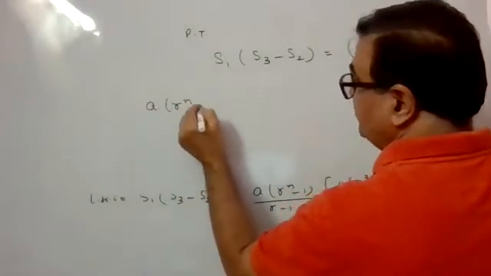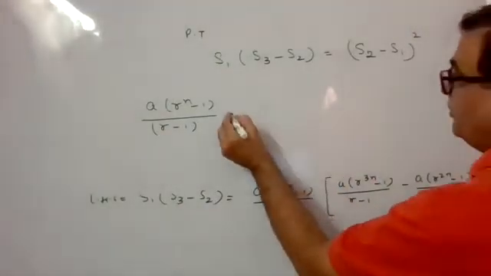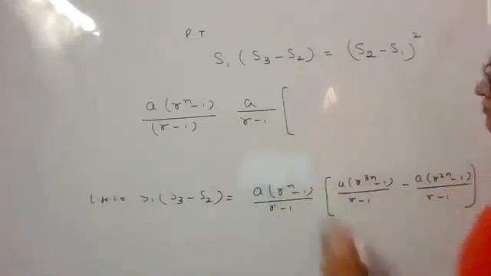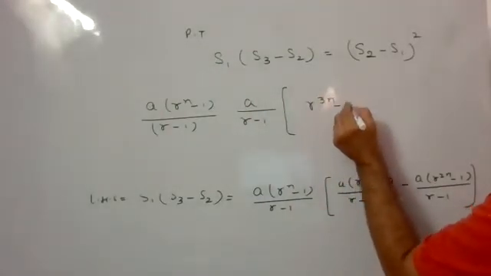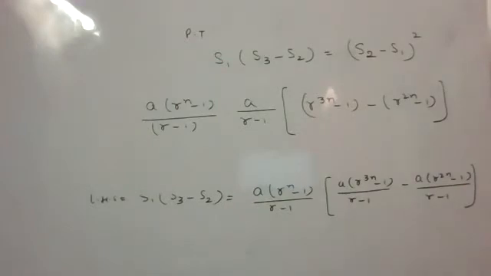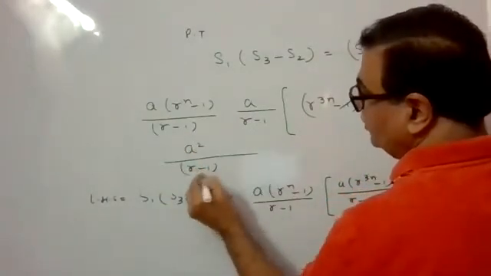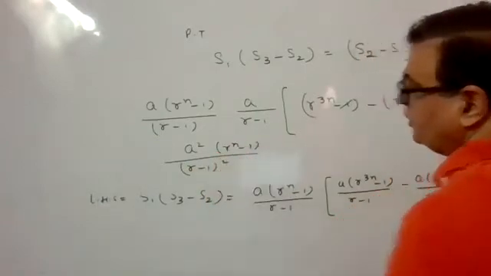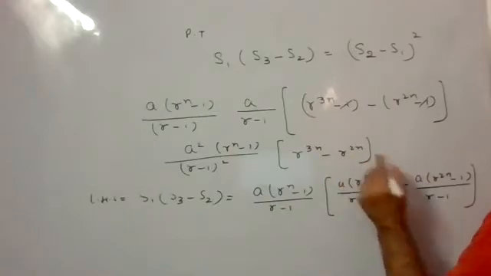A R power n minus 1 by R minus 1 we will write. Is it giving A by R minus 1 common or no? A by R minus 1 we will take common. Left is R power 3n minus 1 minus R power 2n minus 1. Is this right? Then what do I get here? A square, because I want perfect squares here. A square is there, then R minus 1 whole square is there, still R power n minus 1, which is not a whole square. What will come here? It will be R power 3n minus R power 2n.